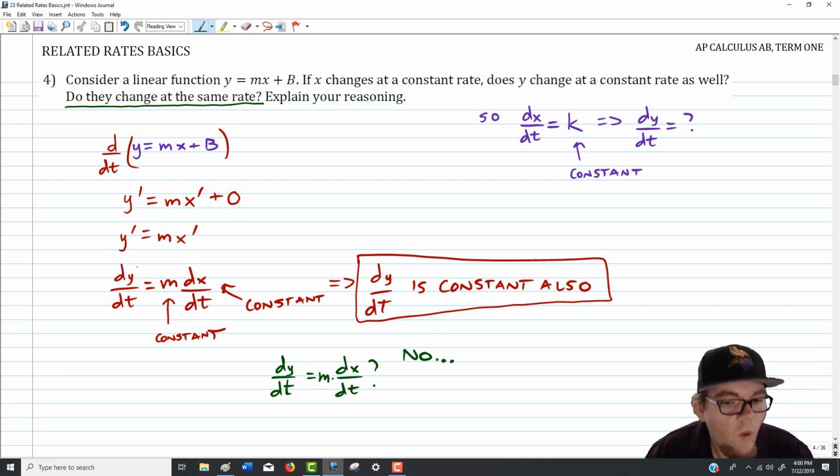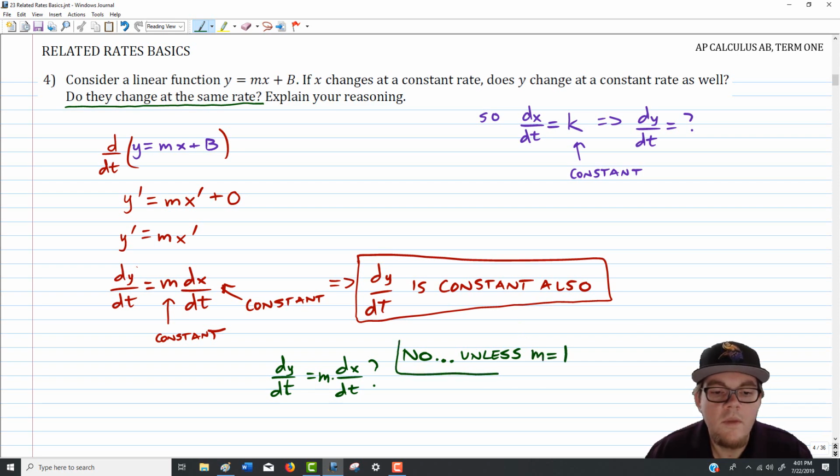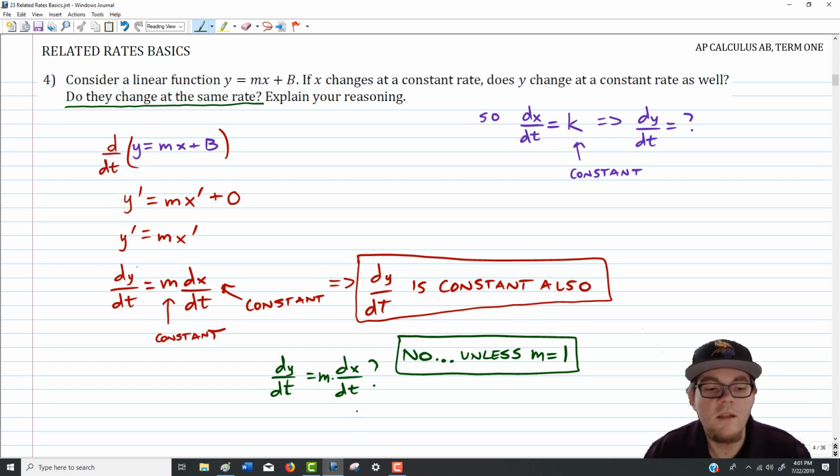But at the same time, there is one possibility for which those two things would be the same. Do you recognize what it would be? That one possibility, that they would be the exact same rate, would be if m equals 1. So if m equals 1, then we'd have dy/dt equals 1 times dx/dt, in which case we would say that the two are changing at the same rate. So with that said, there's number 4. It's a little weird, a little bit more conceptual and abstract, but still something you can get through using computation and just by thinking about the meaning of the different parts of this linear equation.